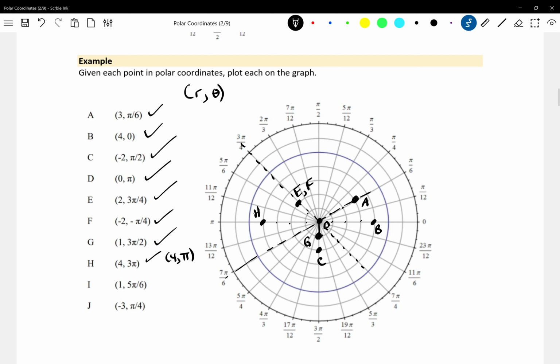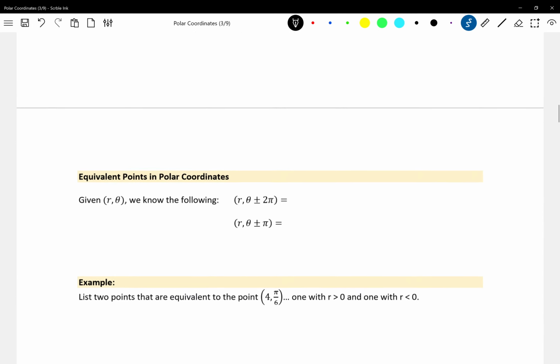1 comma 5 pi over 6, so we incline 5 pi over 6 and go out 1 unit. So that would be right here, and that's I. And last but not least, J, pi over 4 direction, but negative 3. So pi over 4 means we go this way, but negative 3 means we're actually backtracking. So that would mean 1, 2, 3. And there we have it. So there's your 10 points in polar coordinates.